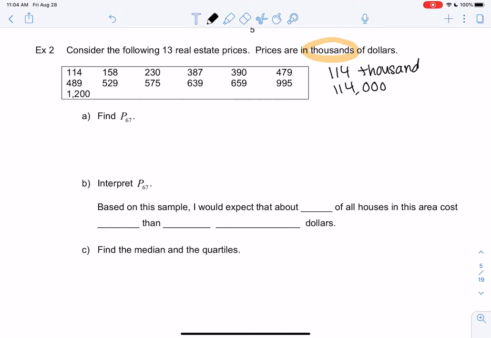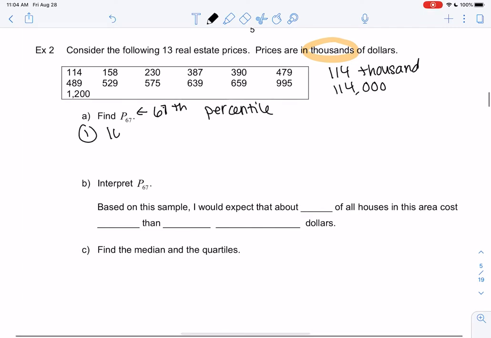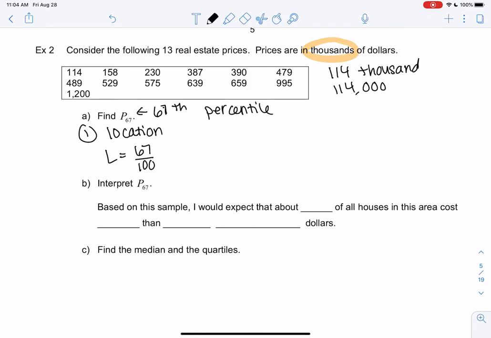So what we're going to do is find the 67th percentile in part A. It means 67% of the houses are less, which we'll interpret in a second. So step one is to find the location. So the formulas we went over are location. So location will be the percent out of 100. So 67 out of 100.